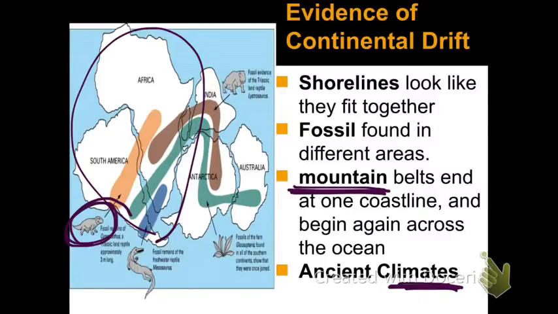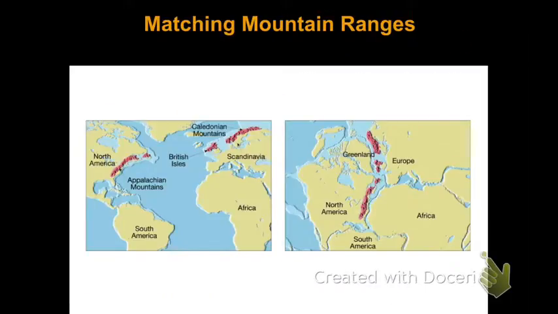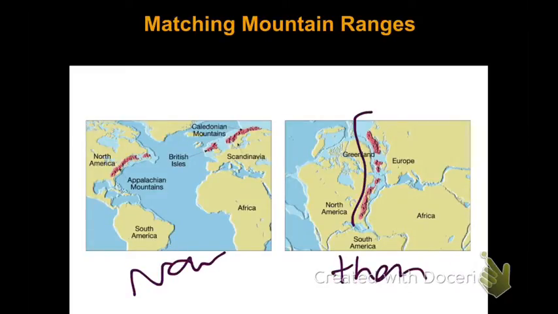So what was going on for a long period of time in that area. For instance, it being extremely cold, that's how you're going to get your glaciers. So let's look at some of these pictures. These are your mountain ranges. This is what we look like now, and this was then. So these mountains formed at one point all in one big cluster.